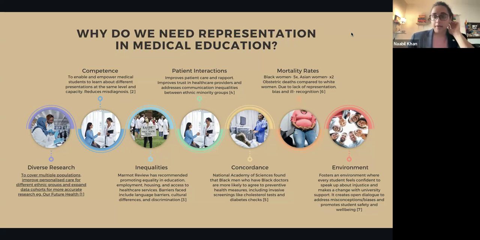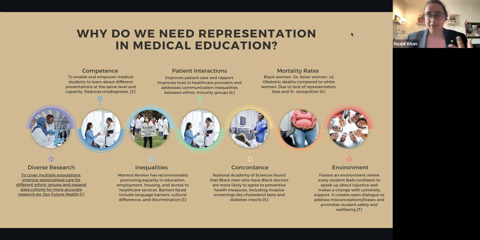Then you've got inequalities. It was the Marmot Review that really inspired me to write this point, where essentially Sir Michael Marmot recommended that promoting equality in education was one of the huge steps towards progress when it came to addressing barriers that ethnic minority patients faced in healthcare. And these barriers include language barriers, cultural differences, and discrimination, as well as the hidden biases that we can see with things like microaggressions. So addressing those inequalities through increased representation is so important, not only for patient care, but for when we record these health inequalities and see what barriers are actually being posed towards these certain groups.